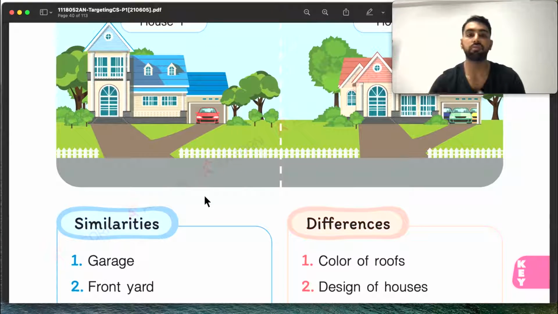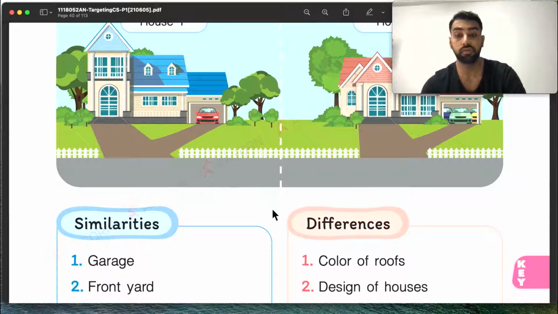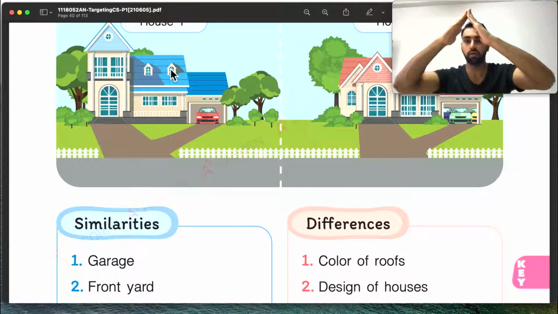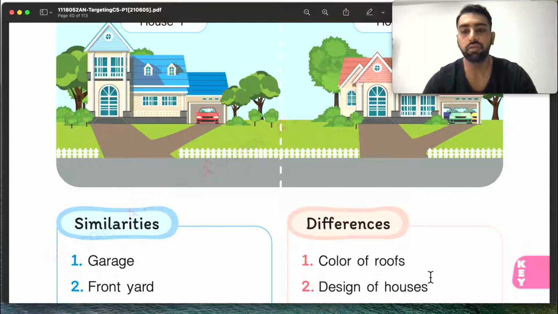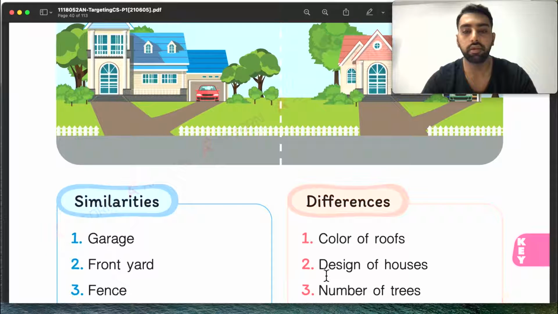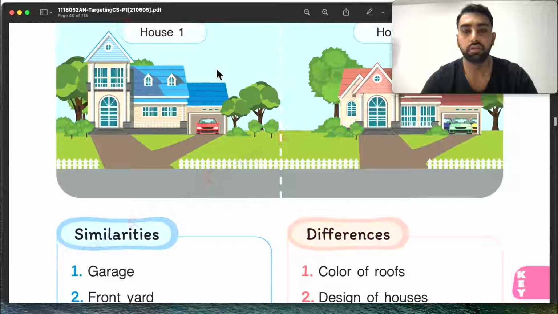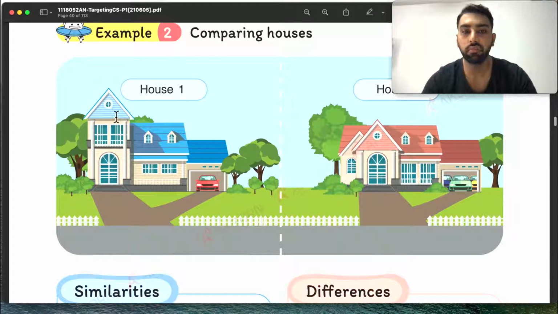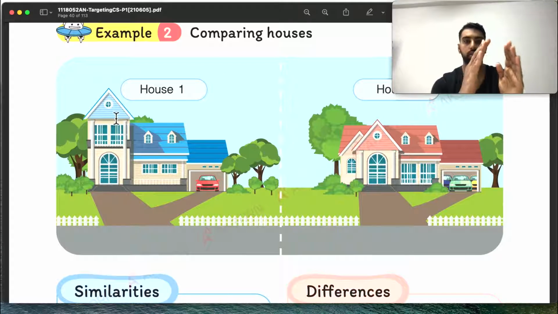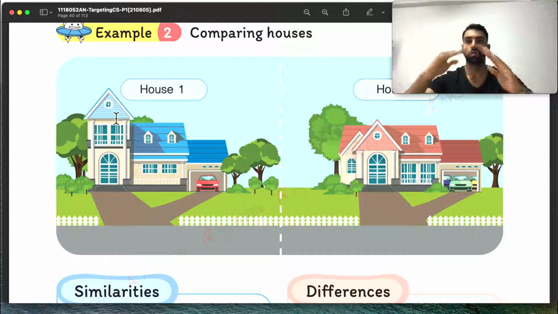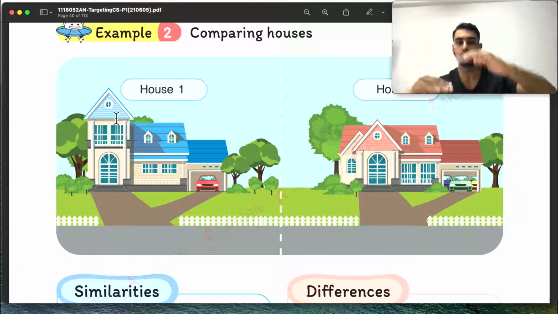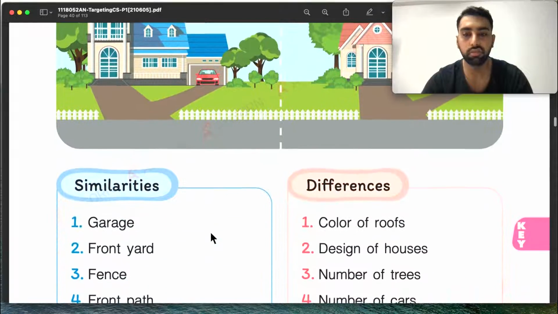All right, now we have to see what is not the same. What is not the same? The color of the roof. This is the roof. The color of the roof is different. It's blue and it's orange, I guess, brown. And number 2, design of the house. The houses do not look the same. You see that this house is like this, and this house is like this, and this has 2 steps. So they are not looking the same.